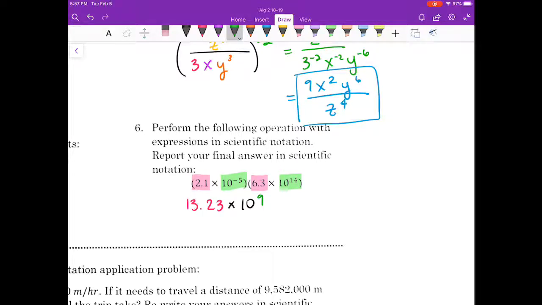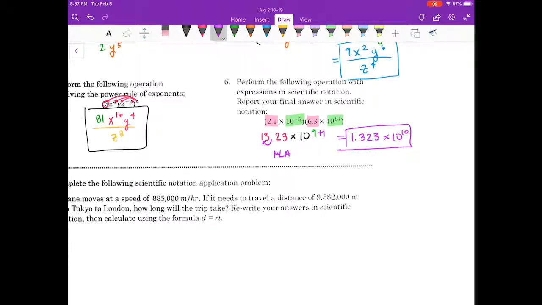Now, this is not in scientific notation. This is bad news. Remember that the number you're taking times 10 to the whatever power needs to be between 1 and 10. 13 is not between 1 and 10. We move our decimal place once to the left. So we remember MLA and Mrs. MLA, in fact. So move left, add 1 to our exponent for the power of 10. So we get 1.323 times 10 to the 10th.